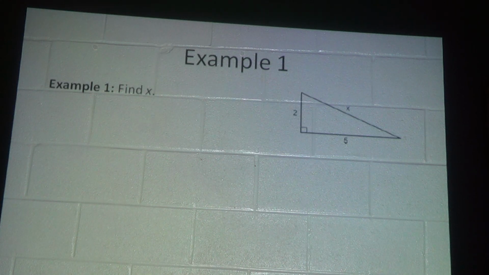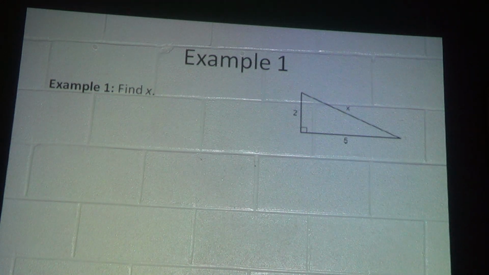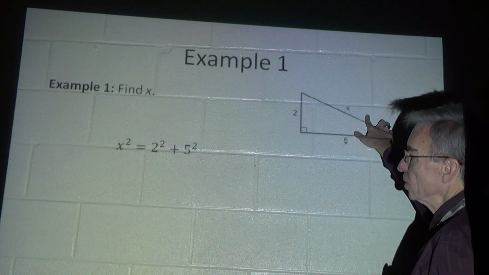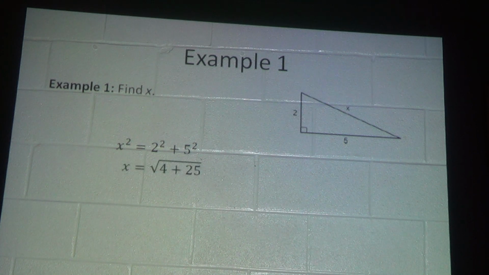Alright, so example 1, find x. Okay, so x is up here as the hypotenuse, so this means we have the two legs. So in other words, we have a and b. So let's figure out what we got. So this gives us x squared, which is this thing up here substituted into our formula, is equal to 2 squared plus 5 squared. Okay, do the operation there, that gives you x is equal to the square root of 4 plus 25, which gives you x is equal to the square root of 29.